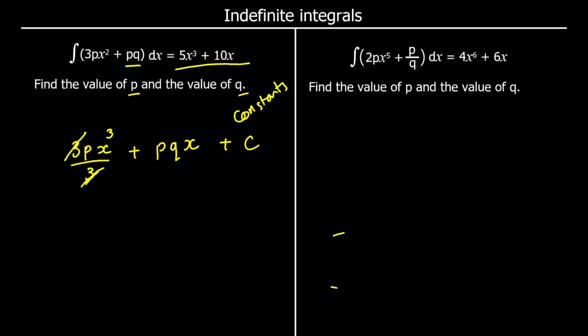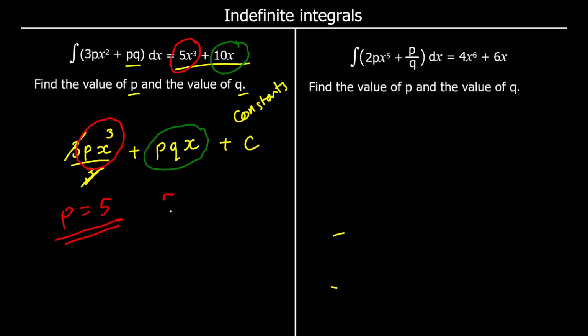So let's compare. So 5x cubed is the same as px cubed. So p must be 5. Then 10x is the same as pqx. P is 5. So 5qx must be 10x. So q must be 2. So we're just comparing each of the terms, and then we can see what p and q are. One for you to try. Pause the video, give it a go.